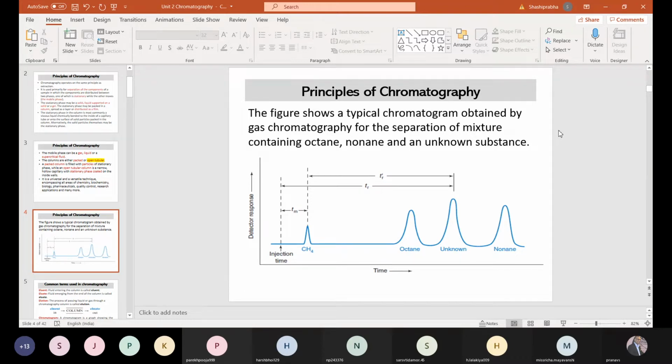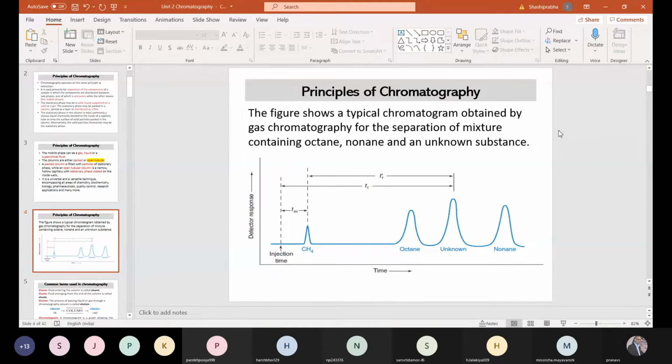Detector response or signal is on the vertical axis, and on the horizontal axis you have time or volume. Detector response, or detector signal, can be in any unit. The unit could be volts, millivolts, counts per second, counts per minute, and so on. The horizontal axis could be, as I said, with respect to time or with respect to volume. Volume would be in ml and time would be in seconds or minutes. It will not be in hours. It will be seconds or minutes.